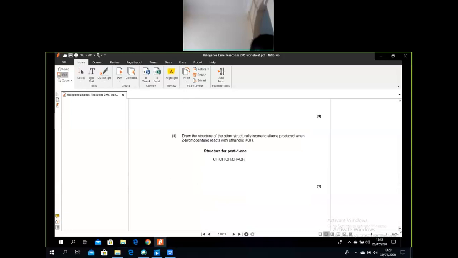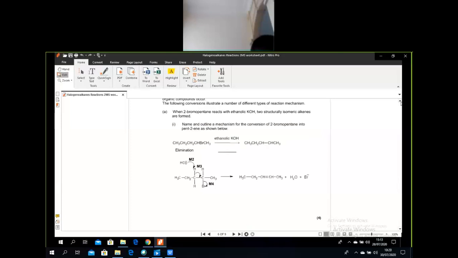Draw the structure of the other structural isomer produced when 2-bromopentane reacts with ethanolic KOH. There are 2, the major and the minor. The major will become pent-2-ene, and the minor will become pent-1-ene.